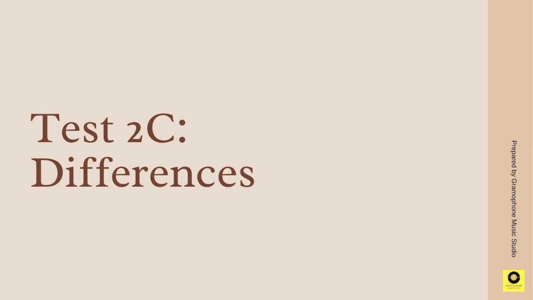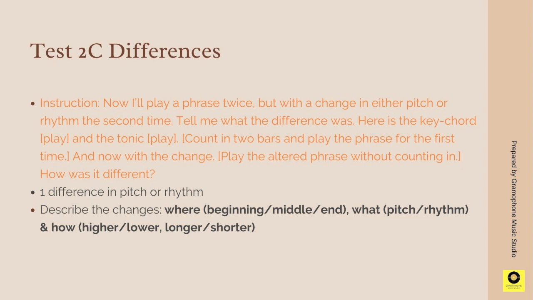Now let's move on to Test 2C about differences. This is the instruction. Now I'll play a phrase twice, but with a change in either pitch or rhythm the second time. Tell me what the difference was. Here is the key chord and the tonic.